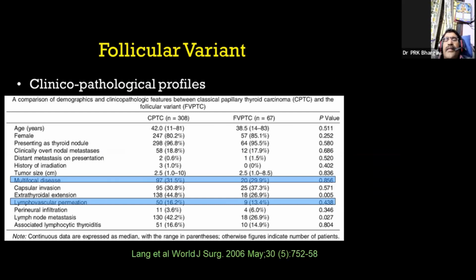So the clinicopathological profile is almost similar to the classical variant. As you can see, the difference is not statistically significant when you compare the classical versus the follicular variant in most of these things, except maybe in the extrathyroidal extension. All other parameters like multifocality, lymphovascular infiltration, everything is the same. The difference is not statistically significant. Next.